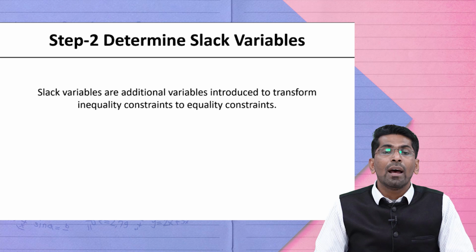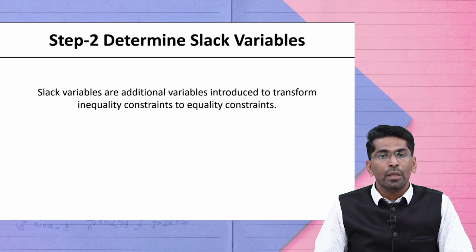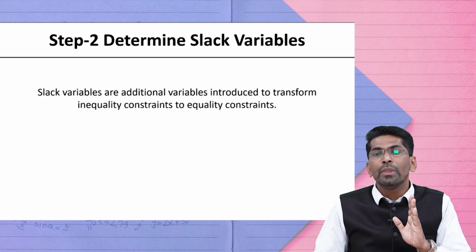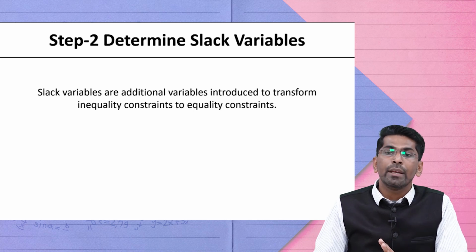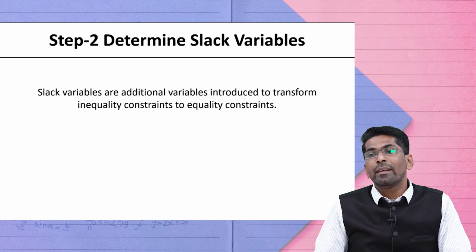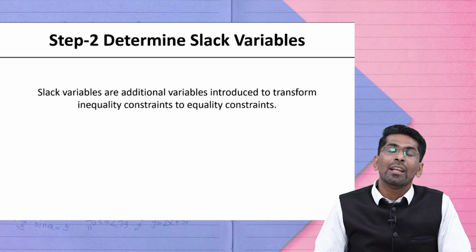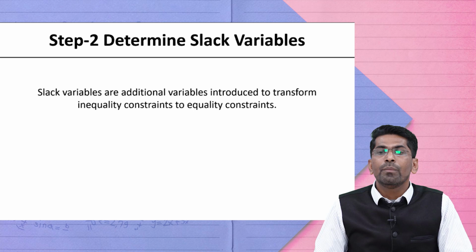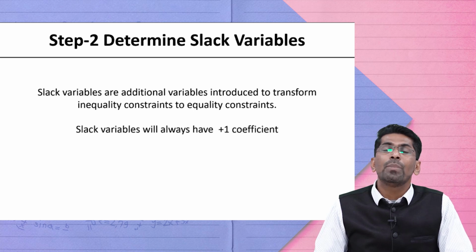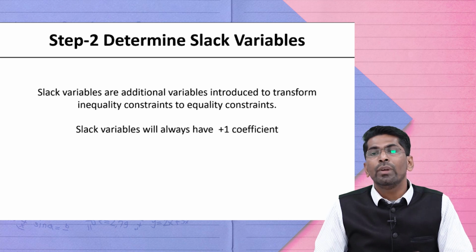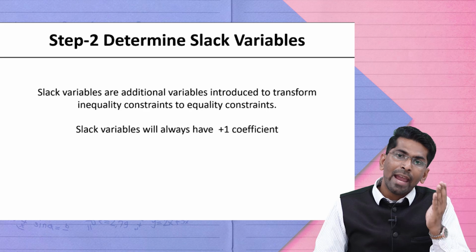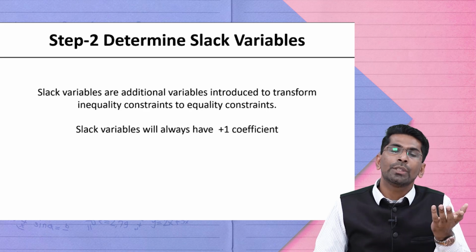Slack variables are additional variables that we introduce to transform inequality constraints into equality constraints, and so into solvable equalities with definite answers. If the model is in standard form, the slack variable always has a plus 1 coefficient in the concerned equation, and we add the slack variables in the other equations with a 0 coefficient.